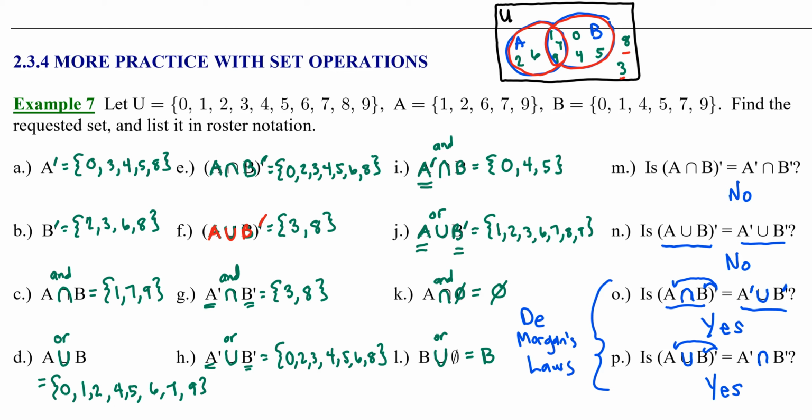This completes section 2.3. Please practice complement, intersection, and union. Those operations will be relevant to set theory, logic, and even probability in chapter 11.